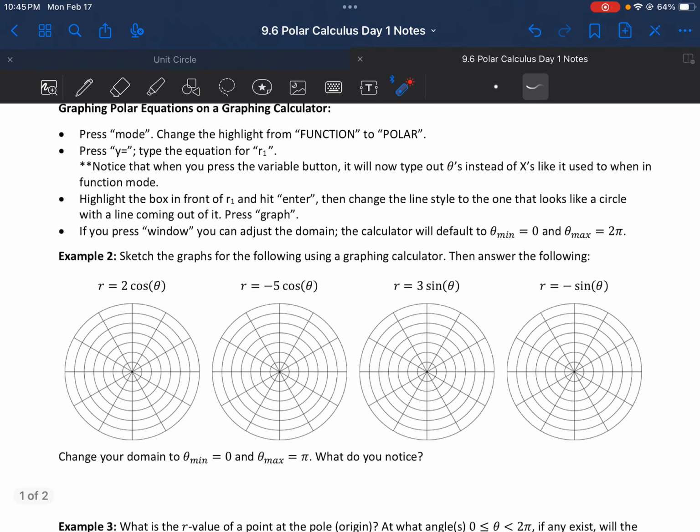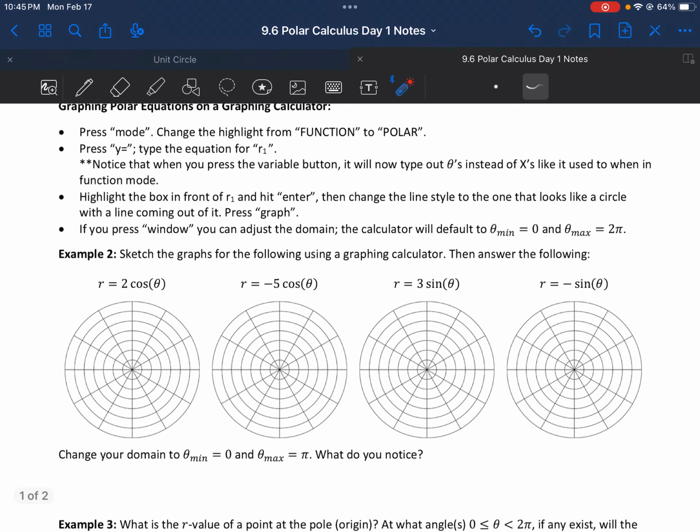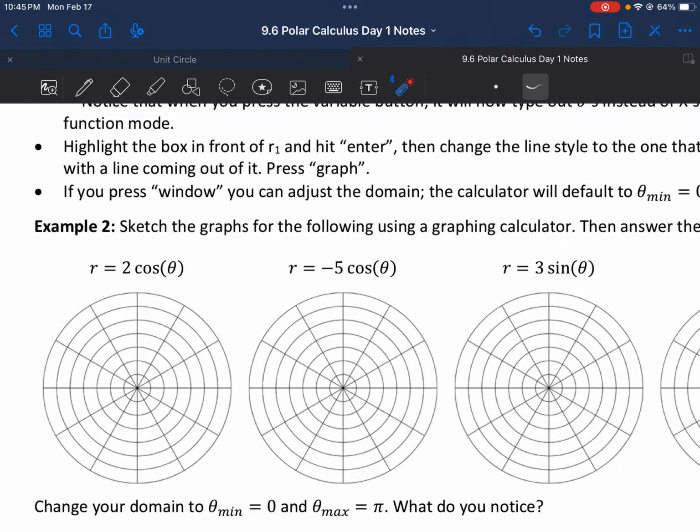All right, so take a moment. I recommend you try this, pause the video, and then come back and check. But we want to sketch the following using a graphing calculator, okay? So go ahead and try it, but I'm going to go ahead and sketch these. So the first one here is r equals 2 cosine of theta. And I'm actually going to sketch it without a graphing calculator. I'm going to show you how you can do this just by looking at it.